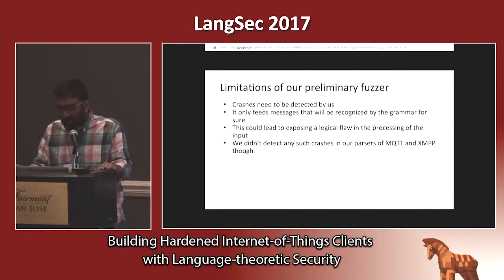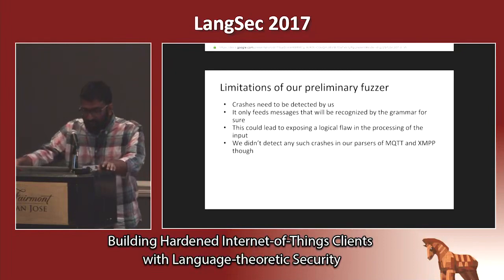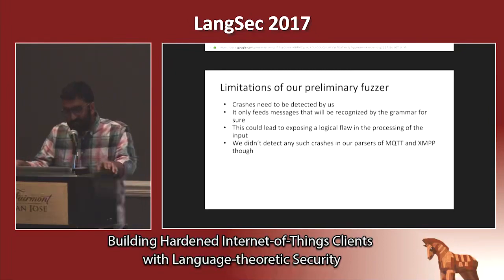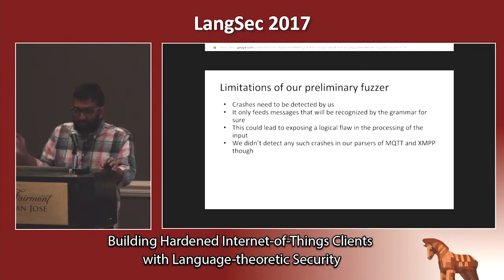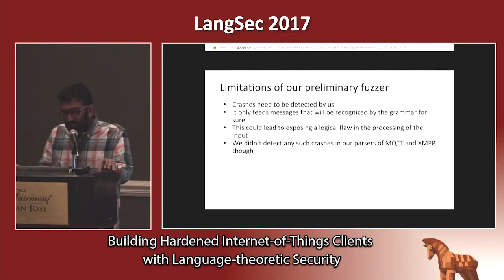Okay, so the limitations of this fuzzing approach that we took was that we were not really doing much mutation, and the second thing was that the crashes that happened, we weren't really able to detect automatically. We have to actually open the log and see that it crashed. And this particular approach of fuzzing could have exposed logical flaws in our code, but we didn't really detect any crashes on both of our parsers.